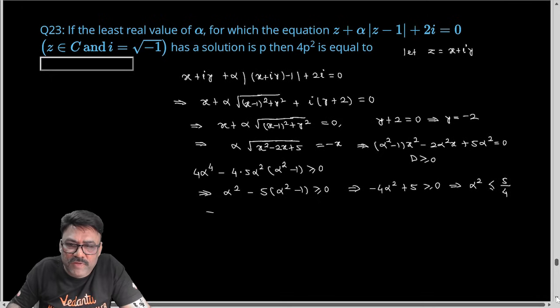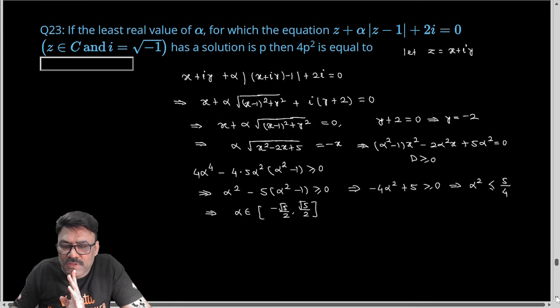So that means alpha lies in the interval minus root 5 by 2 to plus root 5 by 2. Hence the least value of alpha is minus root 5 by 2, meaning P is minus root 5 by 2. So hence 4P square will be 5 here.